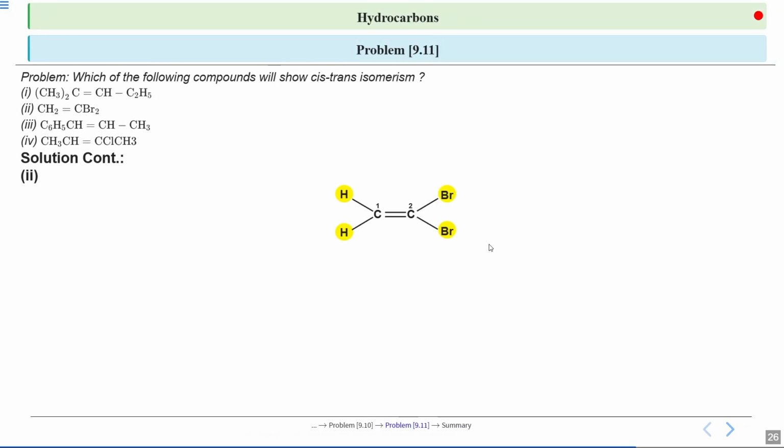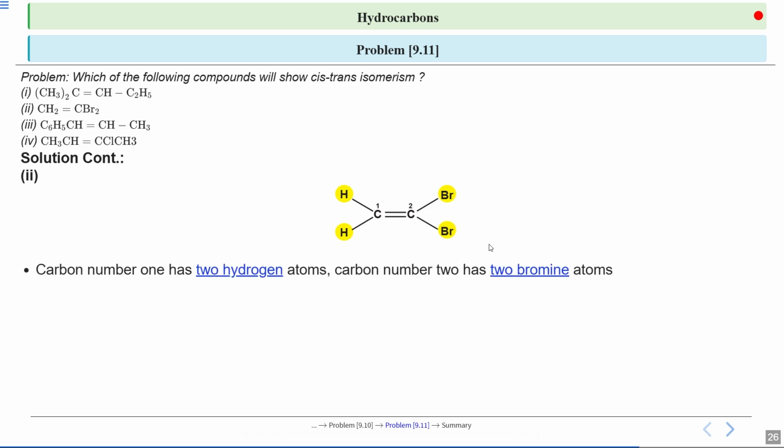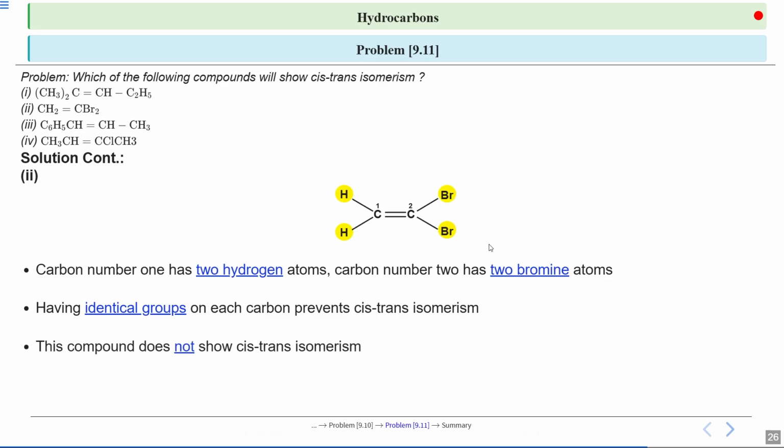So this is your second option, which is CH2 double bond CBr2. This visual again clearly shows us that the given compound is not capable of showing cis-trans isomerism. Let's see why. Because it has 2 hydrogen atoms on carbon number 1, and carbon number 2 has 2 bromine atoms. Having identical groups on each carbon prevents the cis-trans isomerism. Therefore, we can conclude that this is also not the correct answer.